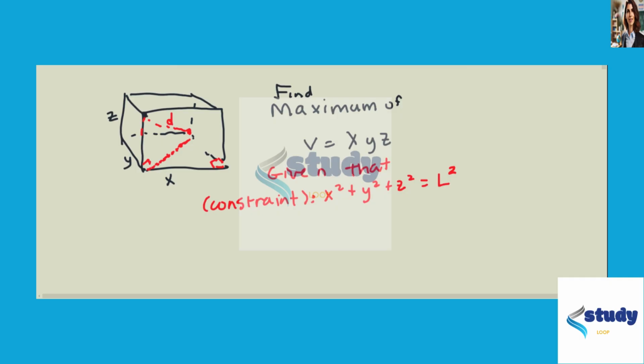Now what we have to do is what we always do to find the maximum of something. Take the derivative, set it equal to 0. But we have too many variables, x, y, and z. That's why we have this constraint. So let's use it and get the z out of there. So z is the square root of L squared minus x squared minus y squared. So v is xy times the square root of L squared minus x squared minus y squared.